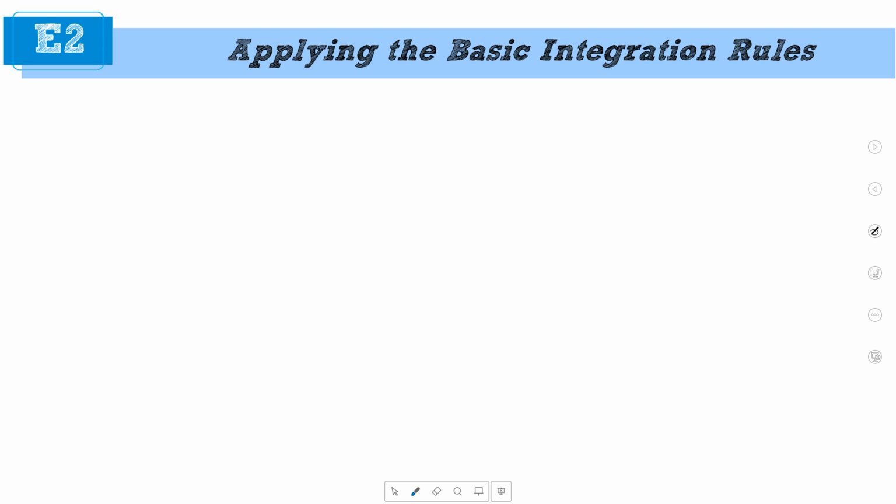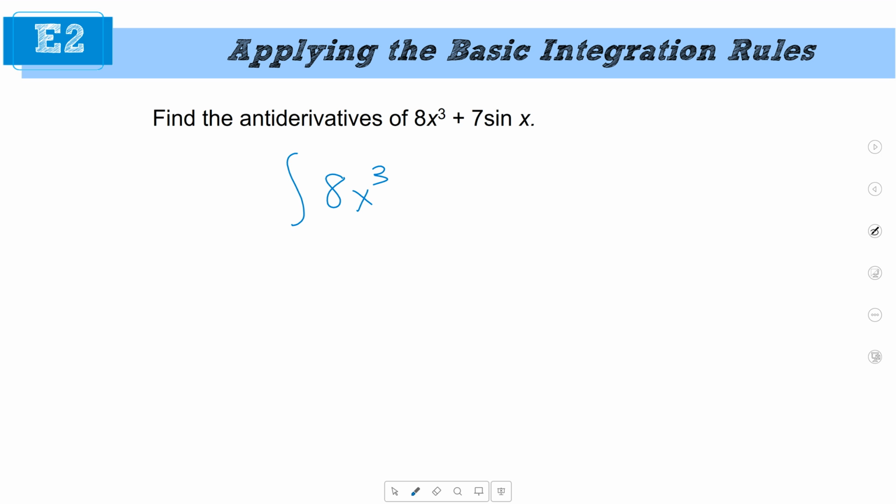All right, let's move on. Okay, so the ideas that we applied in derivatives also apply to antiderivatives. For instance, instead of worrying about this 8, in other words, if I'm going to take the antiderivative of 8x cubed dx, instead of doing that, I could just take the antiderivative of x cubed and then multiply it by 8. Having said that, please find the antiderivative of 8x cubed plus 7 sine of x.